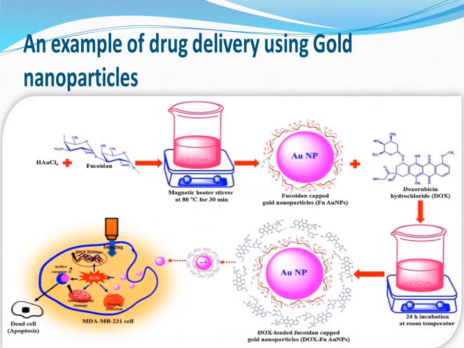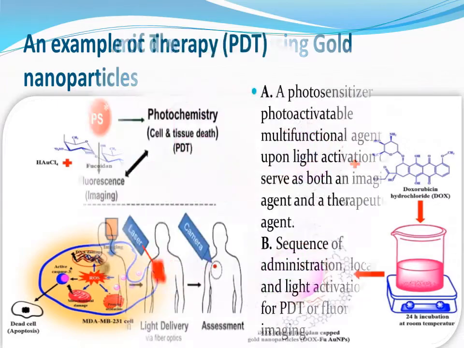An example of drug delivery using gold nanoparticles. This is the way of how they load drug on gold nanoparticles. At the end, as we see, doxorubicin loaded fucoidan-capped gold nanoparticles, and in the end, the cells with dead cell or apoptosis due to the drug that is loaded on gold nanoparticles.